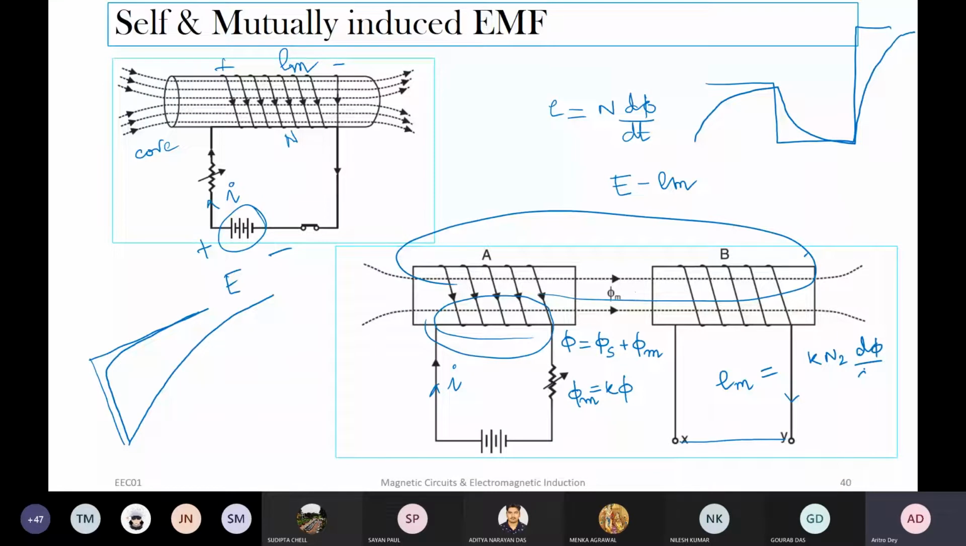Whereas here, if the number of turns for coil 1 is N1, then this EM1, and this is EM2, say, is equal to N1 into d phi s dt. Or rather we can write it as N1 into (1 minus K) into d phi dt. So part of it is linked with itself, and the other part will be linked with the other coil.